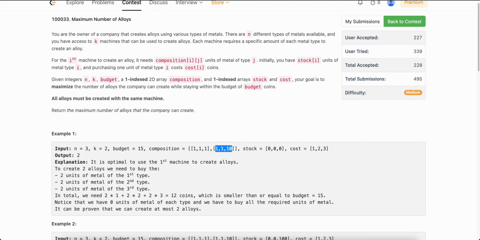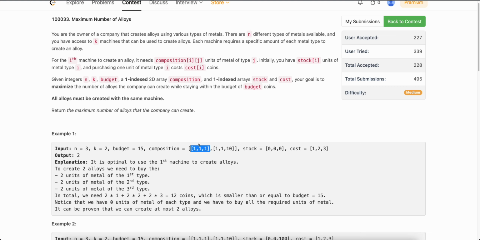So you have been given a stock. Initially you don't have any metal at your hand, and you are given cost: to purchase 1 unit of the first type of metal you require 1 coin, to purchase 1 unit of the second type of metal you require 2 coins, to purchase 1 unit of the third type of metal you require 3 coins. As per the problem, this first machine will be the optimal one with which you will be able to create the alloy. Notice that you can't use both the machines at the same time. So you will create the alloy using this machine only.